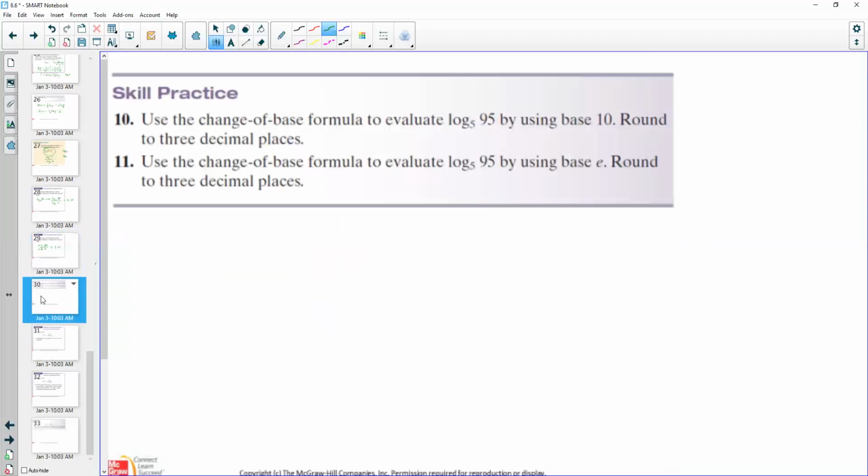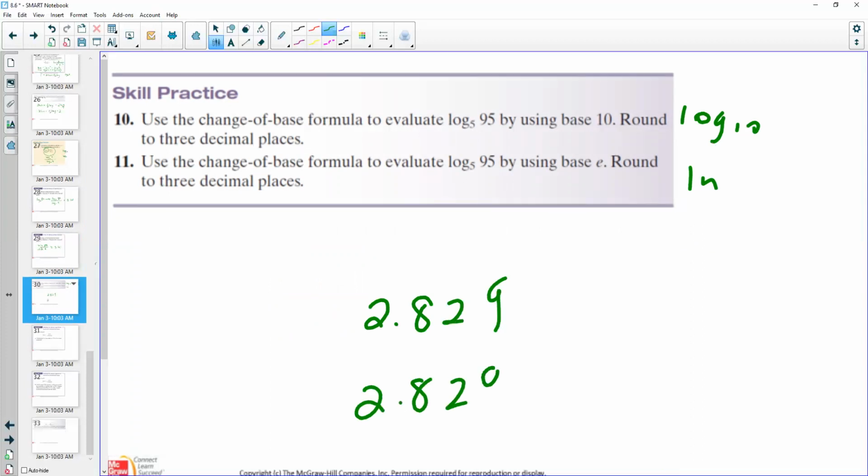Okay, so you try these two and actually use base 10, use base e, whatever. So this one you'd use log base 10. This one you're going to use ln. Okay, so for 10, it's going to be 2.829. For 11, it's going to be 2.829 because it's the same log.